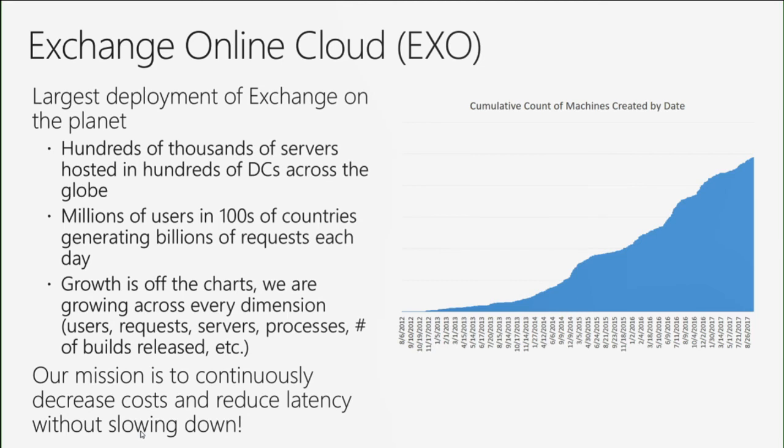And our growth's off the charts. We're growing across almost every dimension you can think of. We're growing users, requests, servers, processes on those servers, how many builds we try and ship out to production a day. This chart on the right shows when Exchange Online got serious about the online space around 2012-13, out to last month, essentially. That's our growth in the number of servers worldwide. So definitely an exponential increase there.